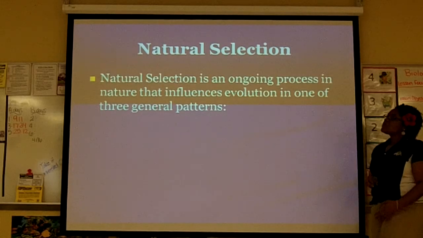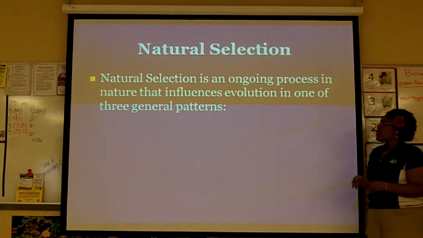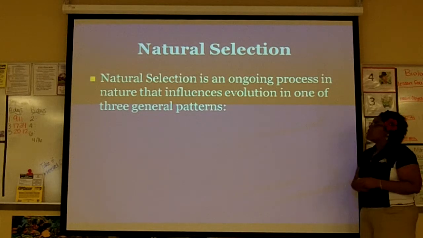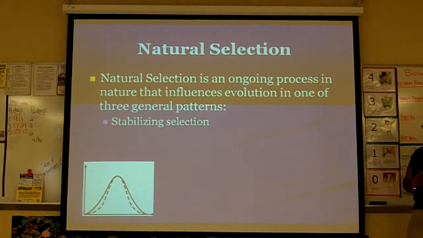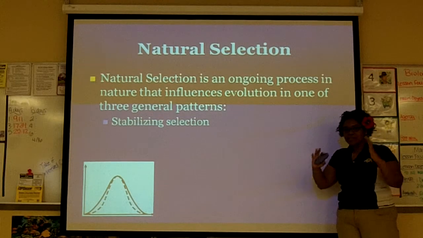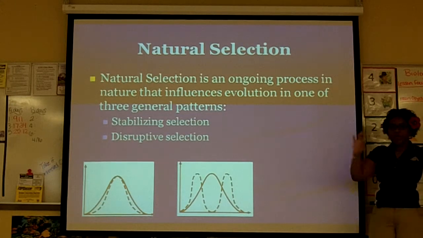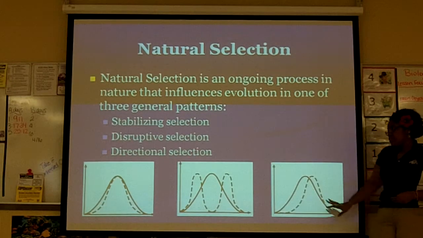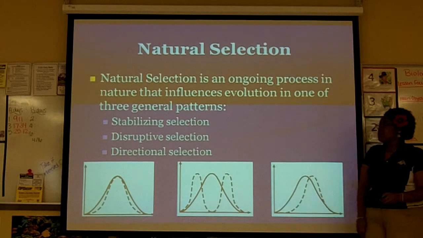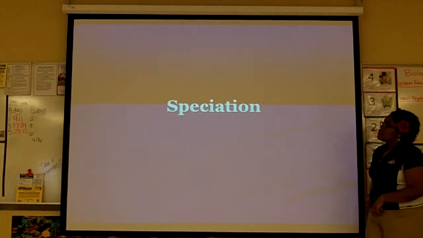But ultimately, we have natural selection being a really big driving force of evolution, where you have that ongoing process of, okay, your traits are best for this environment. And you have stabilizing selection. So there's the general in the middle. Then you have disruptive selection, where it might lean one way or the other. Then we have directional selection, where traits more on this end are being selected than those on that end. And now we have speciation.